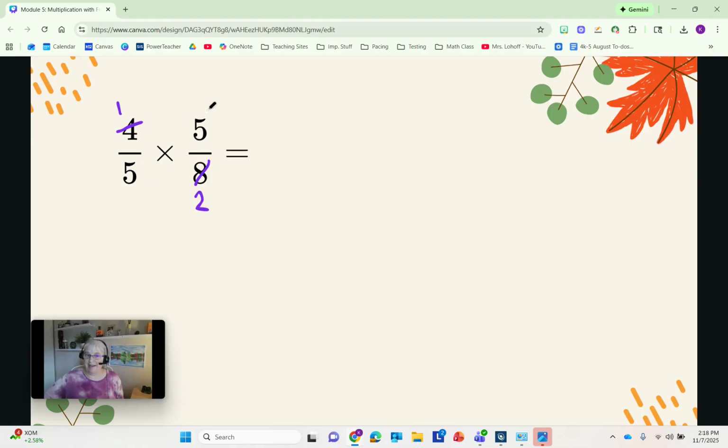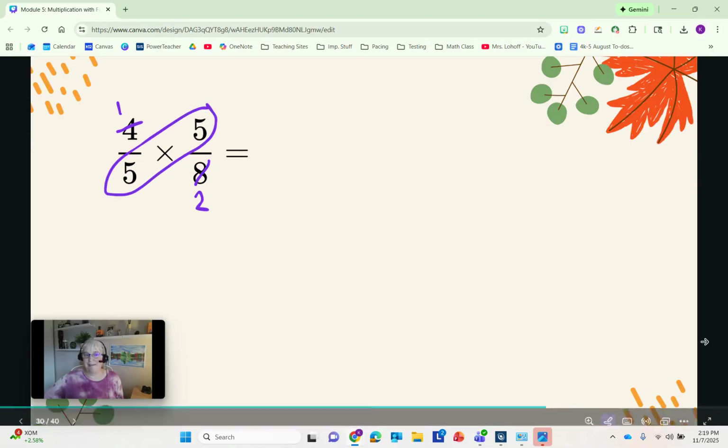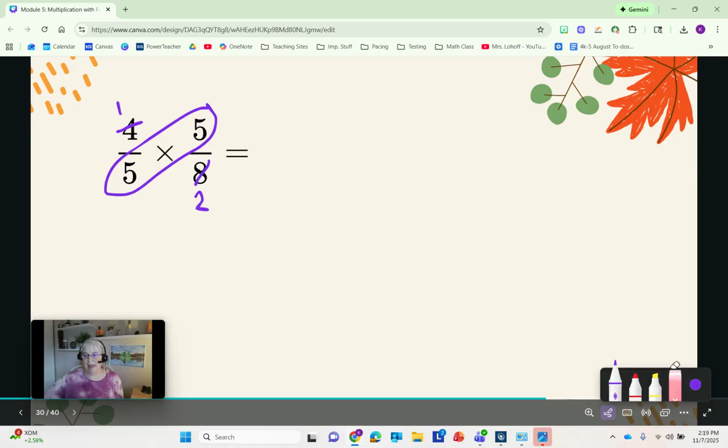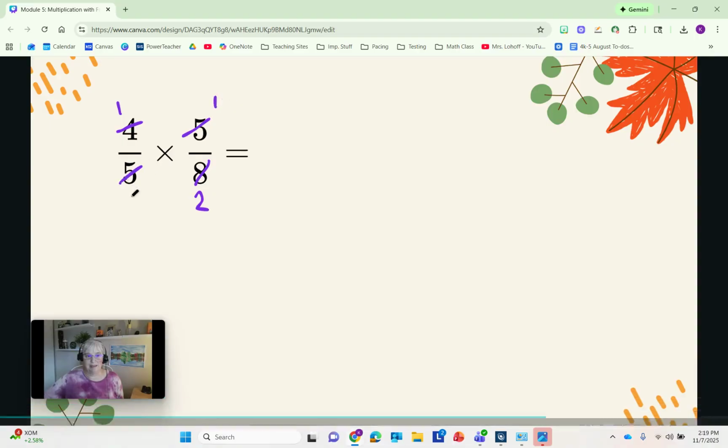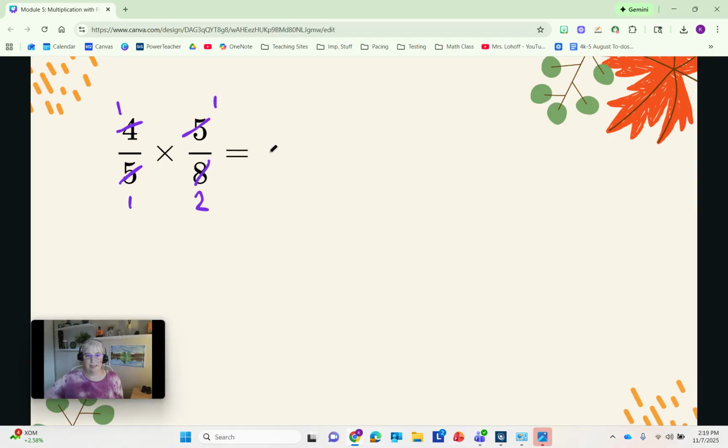I could also look at this diagonal and see that I have the same number there, where that means I could divide both by 5. So this becomes a 1 and this becomes a 1. Now when I multiply across, 1 times 1 is 1, 1 times 2 is 2. I don't have to reduce at the end. So I'm reducing in the beginning or I'm reducing at the end. Take your pick. Let's look at another example.